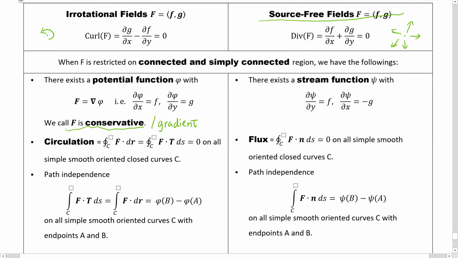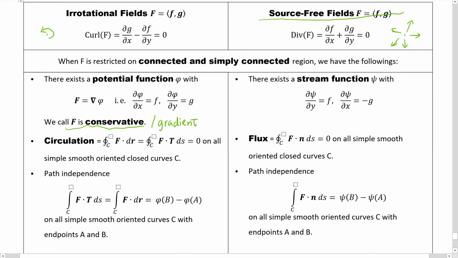Okay. And then for the line integral, we have circulation, the integral of F dot dr. Circulation is 0 on all simple, smooth, oriented, closed curves C. This is by Green's theorem, because this circulation equals the double integral of the curl. But the curl is 0, so that's why this double integral is 0 as well.